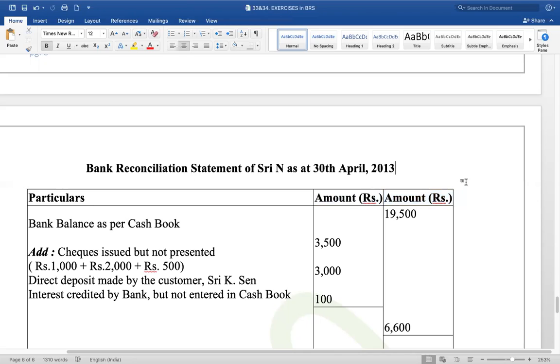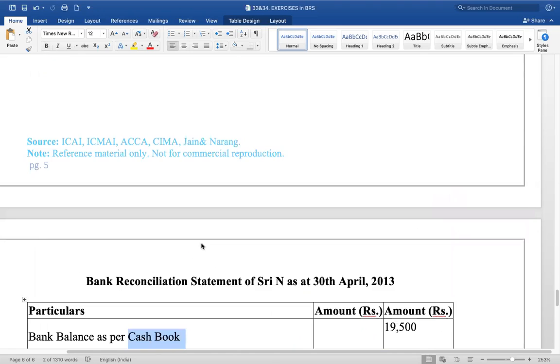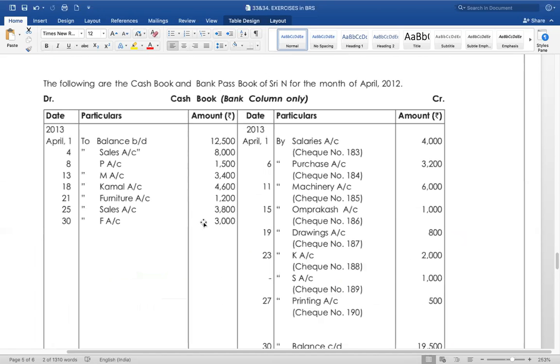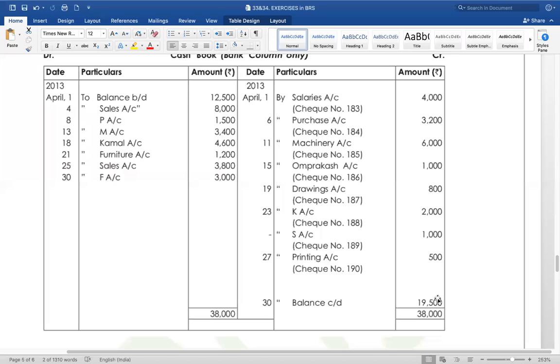It's your call how to start, whether according to the passbook or according to the cash book. Since the first book given is the cash book, we'll start with the cash book balance. What is the cash book balance? 19,500. How do you say this? Balance carried down.